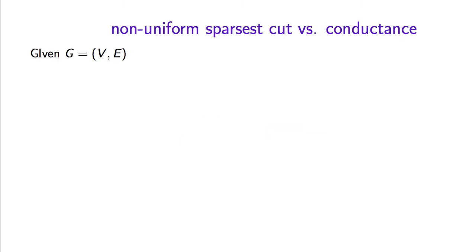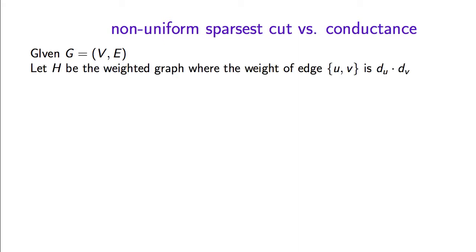Now we show that the sparsest cut problem can be used to approximate the conductance of a graph. So say that G is a graph of which we want to estimate the conductance. Then we construct a graph H, which will be a complete weighted graph, in which the weight of an edge UV will be equal to the product of the degree of U and the degree of V in G.